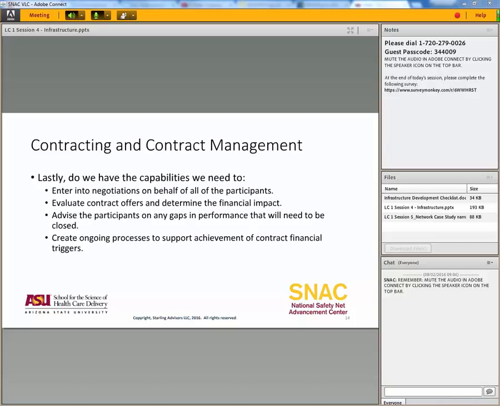They'll assist in closing gaps in performance that lead to better payment terms and better health outcomes, and then create ongoing processes to support overall achievement of the contract's financial triggers. So making sure that we have a long-term plan for how to maximize the value of those contracts to really draw down as much financial resources as possible to serve the patients that the network members serve.